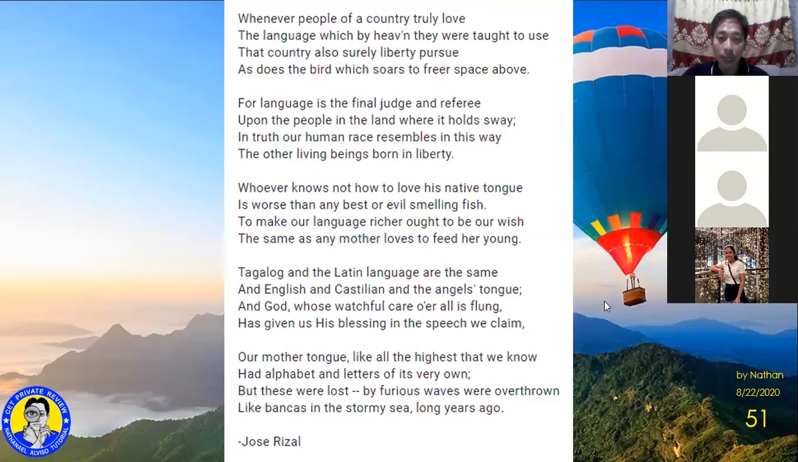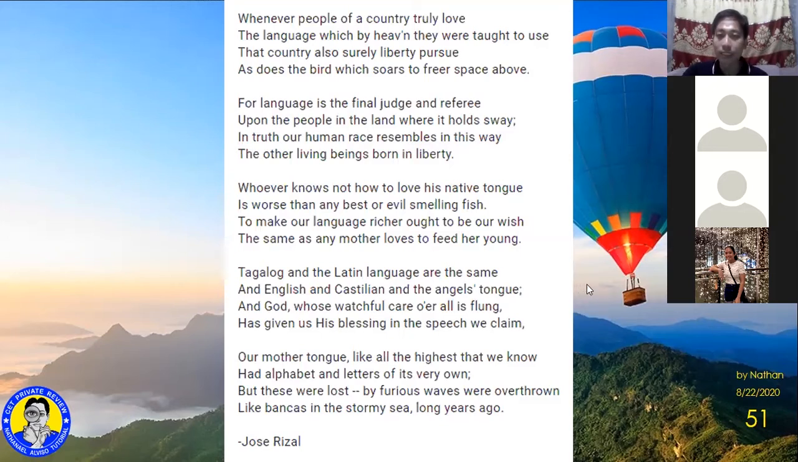Next, Tagalog, our mother tongue, like all the highest that we know, had alphabet and letters of its own, but these were lost by furious waves, were overthrown like bangkas in the stormy sea long years ago. So he's saying that the Filipino language is as superior as Latin or English, because we also have our own alphabets, although they are already lost. But after that, archaeologists found out that we have our own way of writing, the Alibata and the Baybayin. So Rizal is correct in here that we have a rich language that we ought to be proud of.